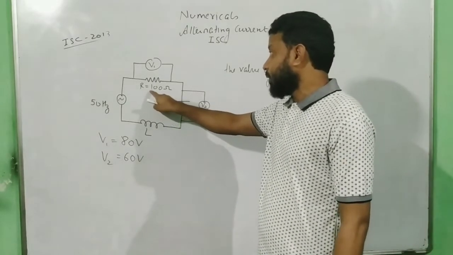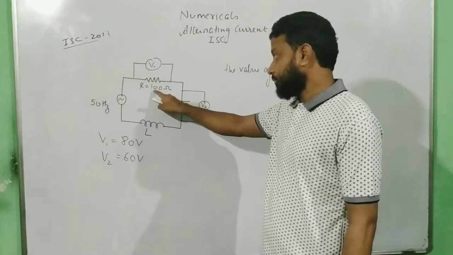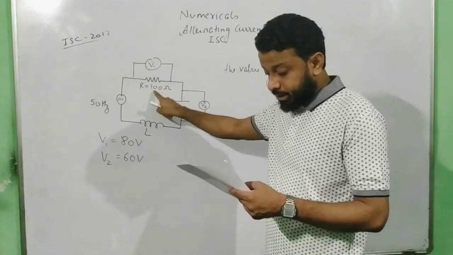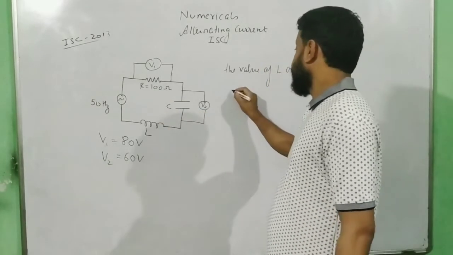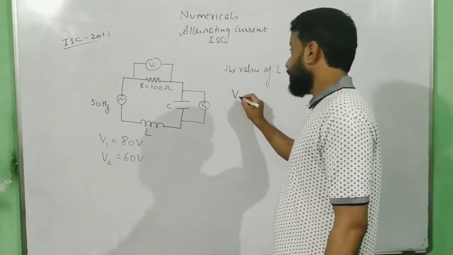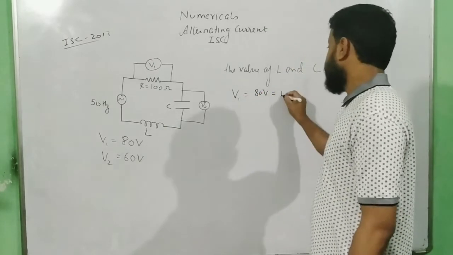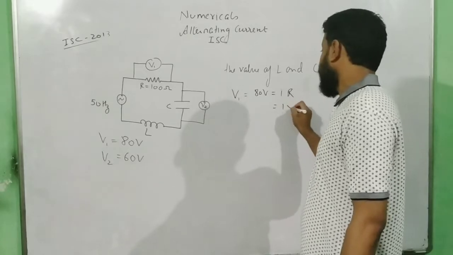We will use this data over here first. What is this data all about? This data says that V1, which is equal to 80 volt, must be equal to I times of R, and that is equal to I times of 100.